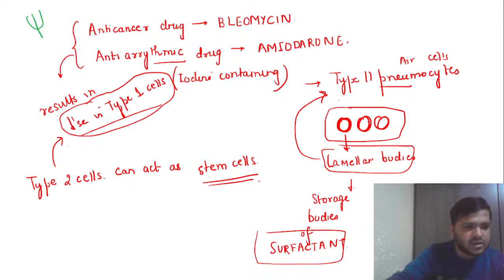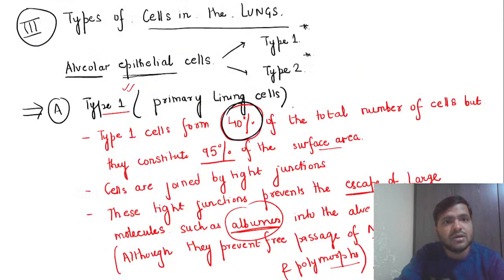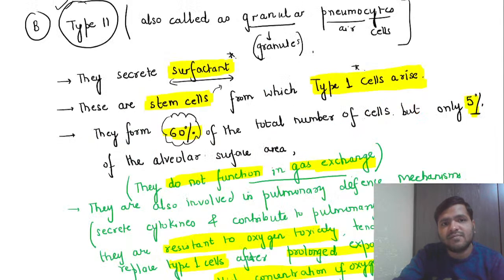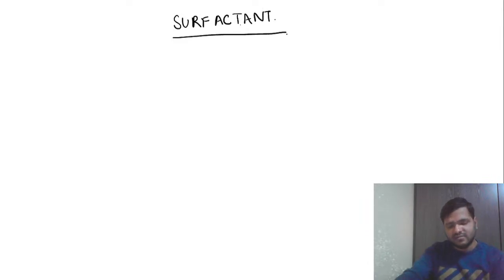So yeah, I'll continue with surfactant now. I have completed the third topic, that is the types of cells. It is not completed yet; it's a subtype of the third topic, types of cells. I will continue after this surfactant. Surfactant is an important topic that needs to be discussed in physiology as well. So we are going to start with surfactant now.